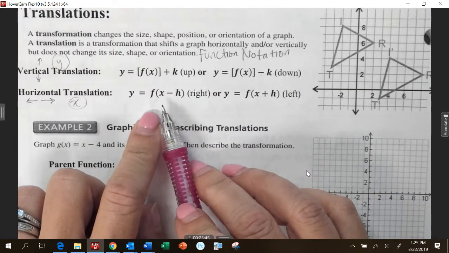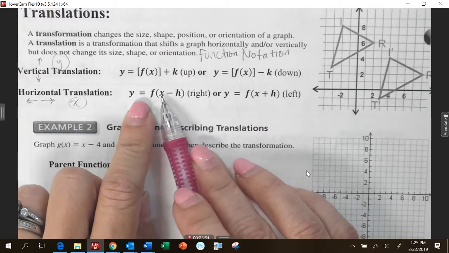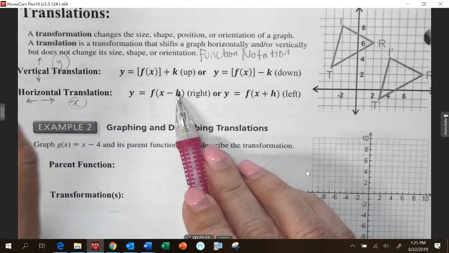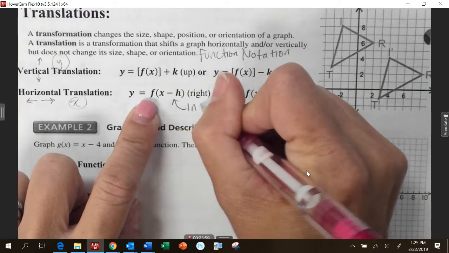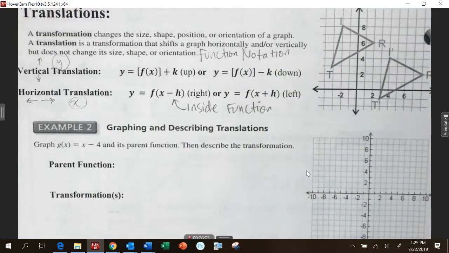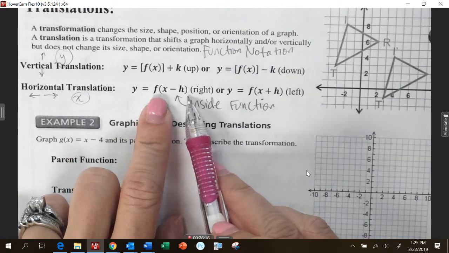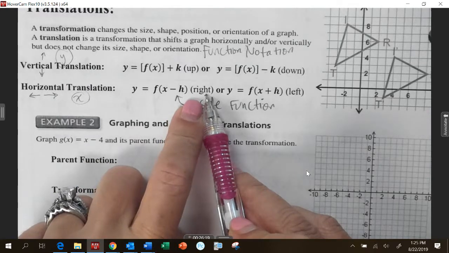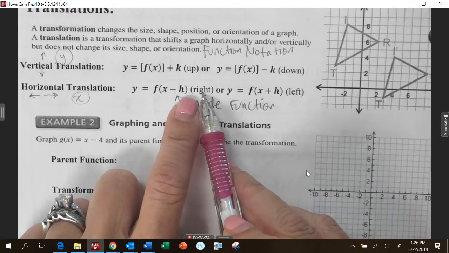These are a little bit more confusing. Here, inside of the function, if we take away a number from the x first, before we do the function, so that could be like inside of the x squared, before the squared happens, inside of the absolute value. A lot of times there's parentheses. Inside of the function, if you take away a number from x, that's actually going to take it to the right. If you're subtracting a number, it goes right. Do you see how that does not make sense?